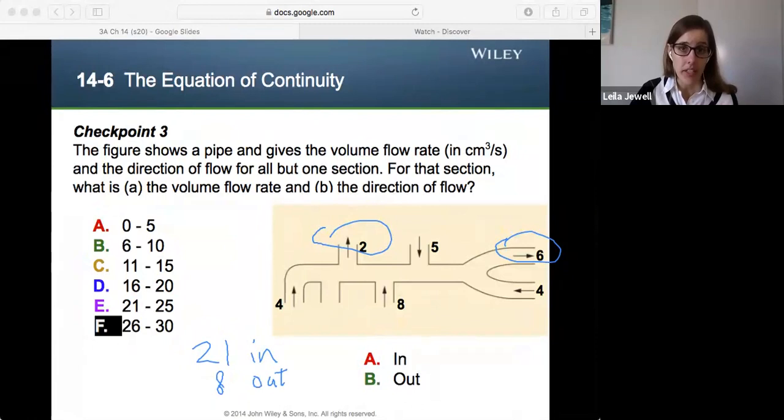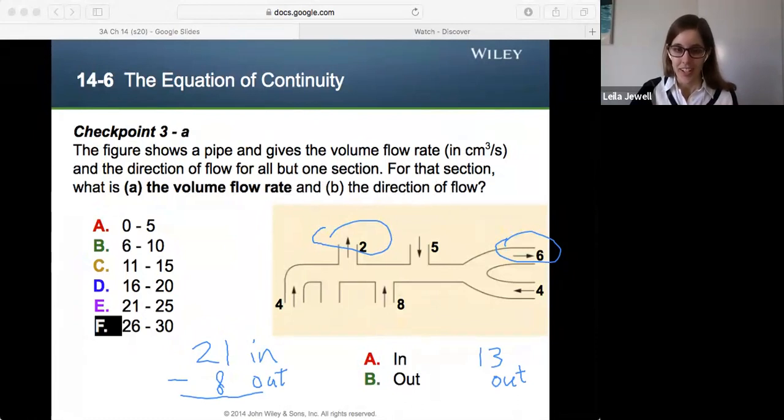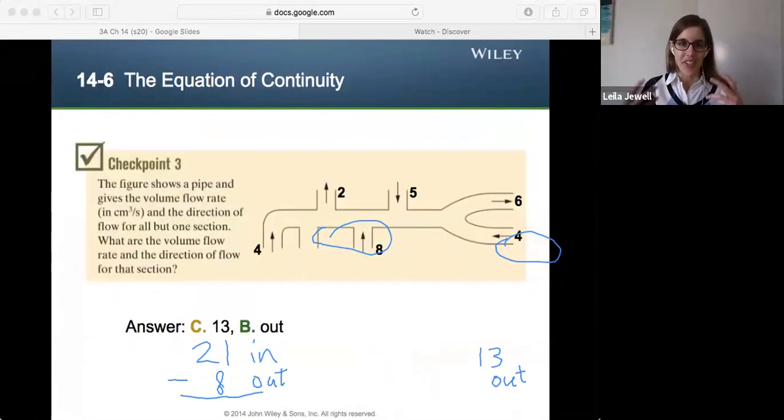So for these to balance out, for there to be a steady flow, we need to make up the difference here. So the difference between these would give us, I believe, 13 and out, where I've just subtracted the 8 from the 21 to get the 13. Let's take a look. And it is 13 and out. So constant volume flow rate is the key here to get this continuity equation to work out.